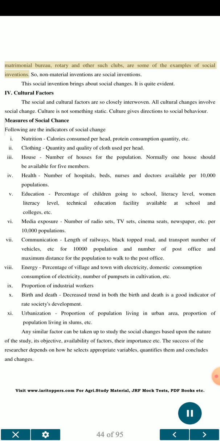matrimonial bureau, Rotary and other such clubs are some of the examples of social inventions. So, non-material inventions are social inventions. This social invention brings about social changes. It is quite evident.